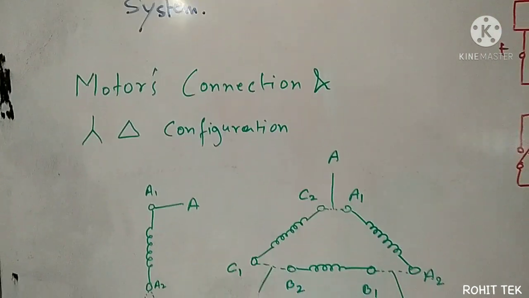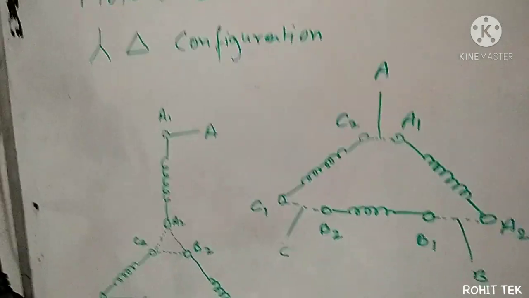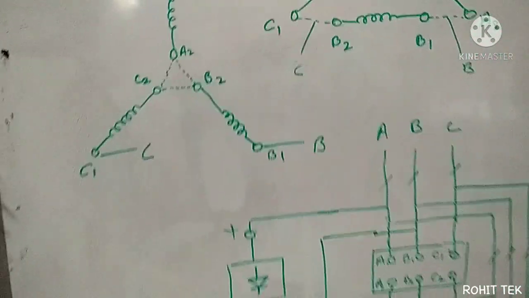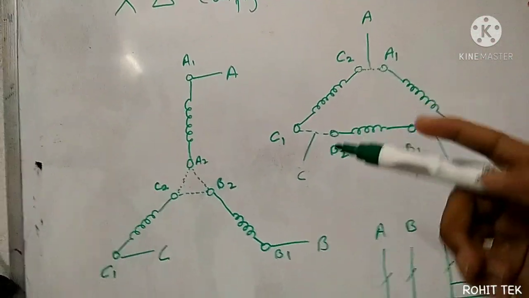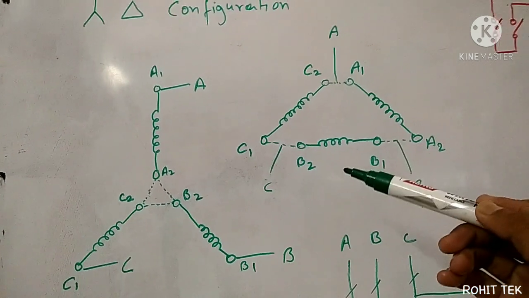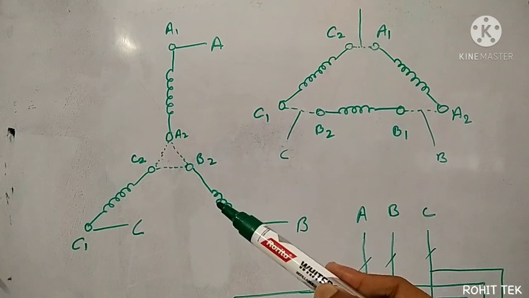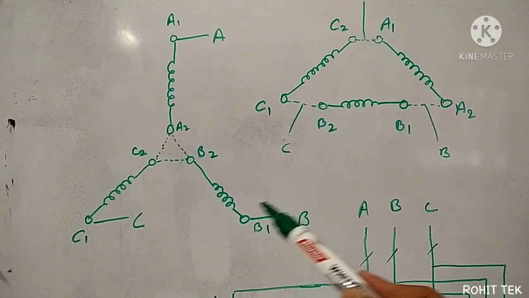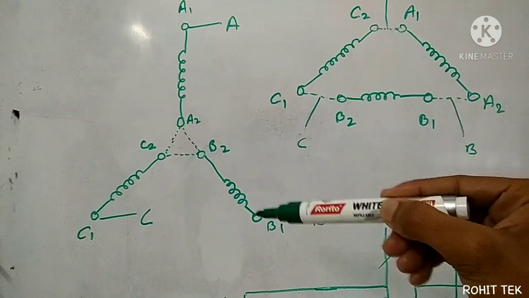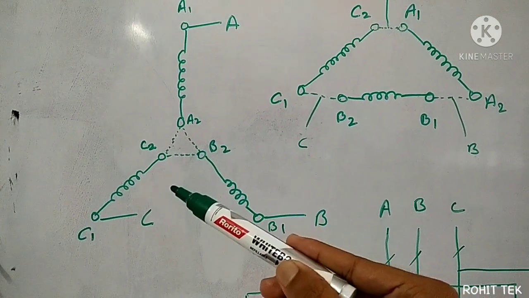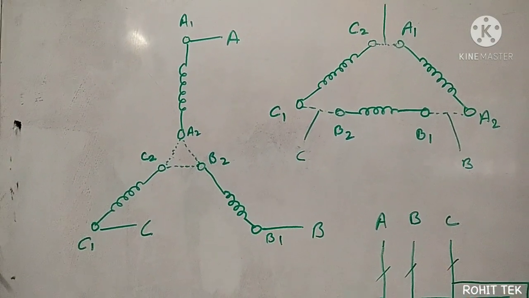See the motor connection and star delta configuration. This is the star configuration and this is the delta configuration. What I have done, I have taken the three windings. Three windings have 6 terminals. So I named the terminals A1, A2, B1, B2, C1, C2. Okay, and I've shorted C2, B2, A2, made a star or Y connection.